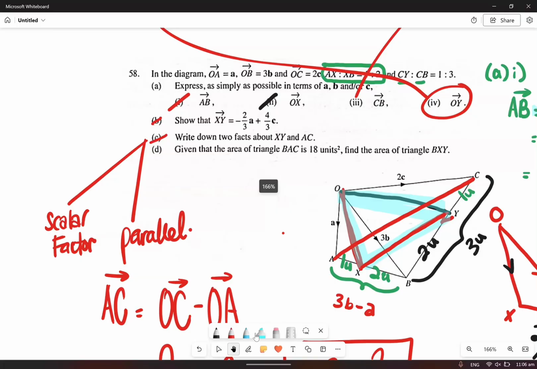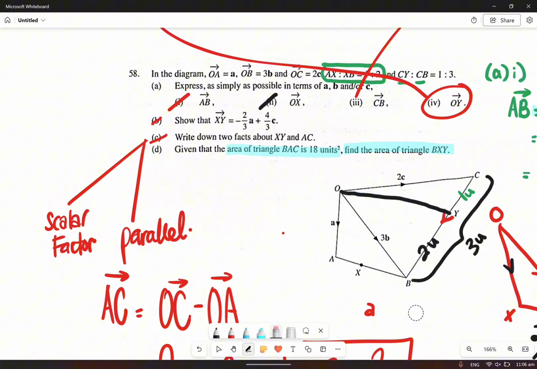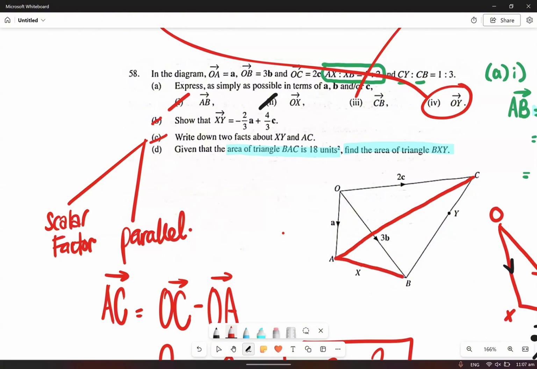Now, the next question says that given that the area of triangle BAC is 18 units, find the area of triangle BXY. Now, I'm going to erase everything over here so that at least you all can see clearly which two triangles they are referring to. Let's go with the first one. BAC. Where's BAC? BAC is this entire triangle. Can you all see this entire triangle?